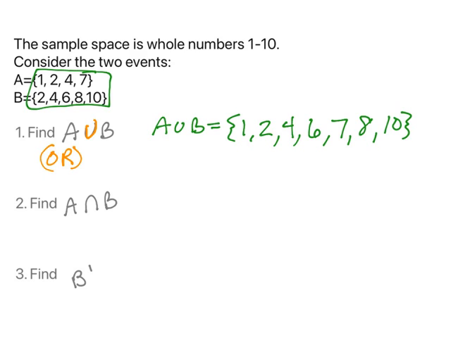So this is A or B. It's all of them. Okay. Now let's move to the next one, which is find A and B.